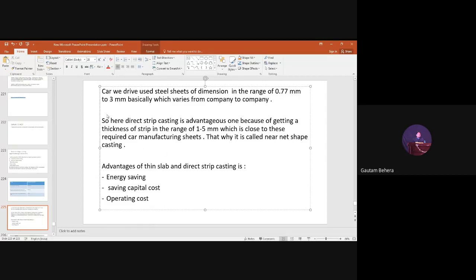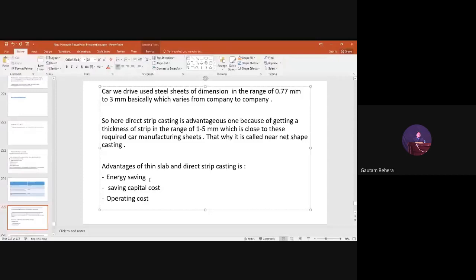Now, what is the advantage of near net shape casting, or the advantage of thin slab casting or direct strip casting? These advantages are on the basis of economy, a cheaper rate of production. So one is energy saving, right? We can save a lot of energy, in terms of electricity to generate heat. And second one is we can save capital cost. The capital cost means installation of various rolling machines will be avoided, right? So that we can save a lot of capital, a lot of money can be saved here.